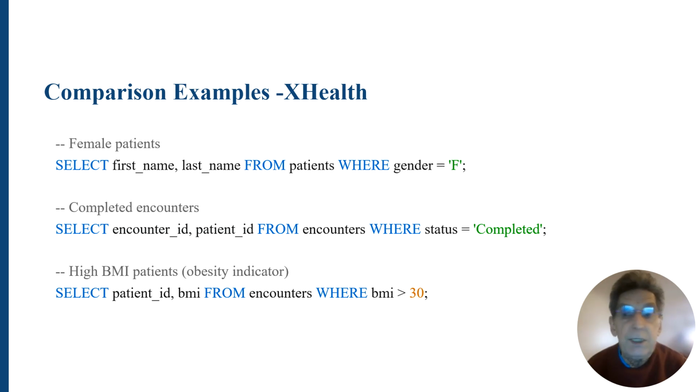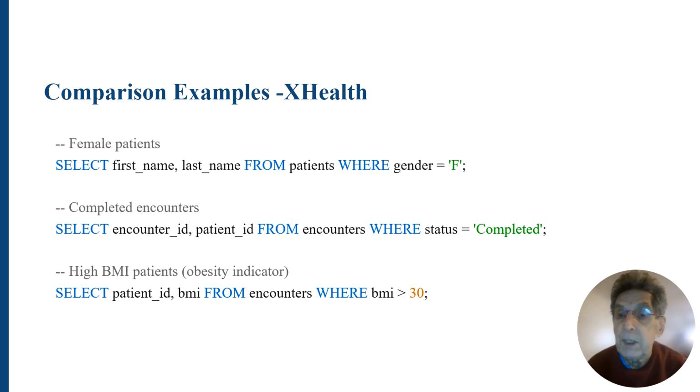Let's see these operators in action with our xHealth data. For our first example, we want to find the female patients. We select first name and last name from patients where gender equals F. Simple, direct, effective. A second example, let's find the completed encounters. We're looking for rows where status equals completed. This might be useful for billing purposes. You typically only bill for completed encounters.